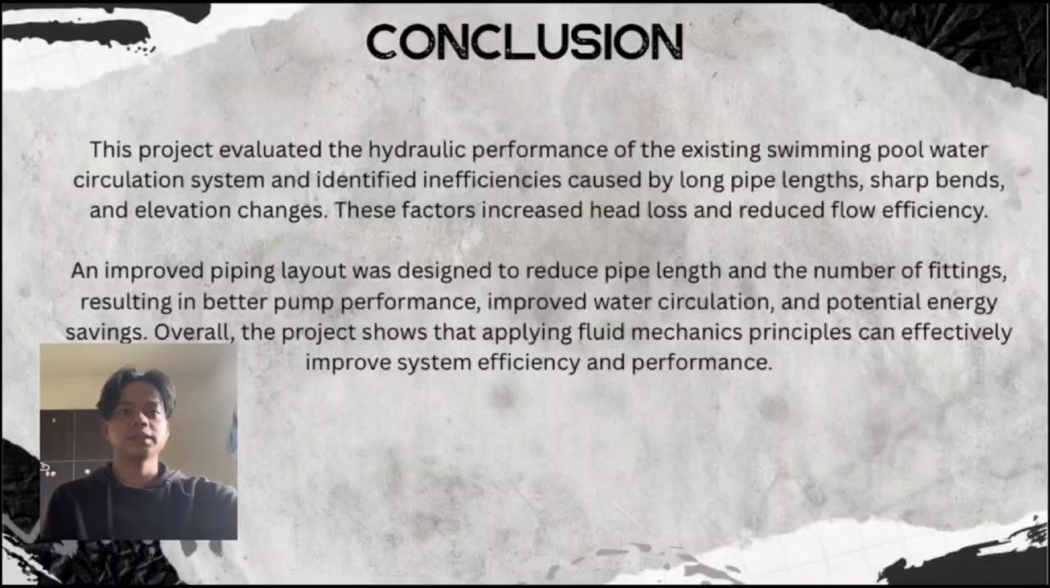For the conclusion, this project evaluates the hydraulic performance of existing swimming pool water circulation system and identified inefficiencies caused by long pipe length, sharp bends, and elevation changes. These factors increased head loss and reduced flow efficiency. The improved piping layout was designed to reduce pipe length and the number of fittings, resulting in better pump performance, improved water circulation, and potential energy savings. Overall, the project shows that applying fluid mechanics principles can effectively improve system efficiency and performance.